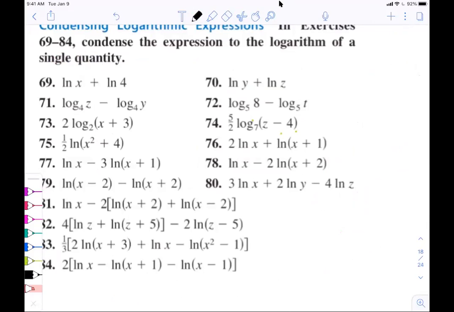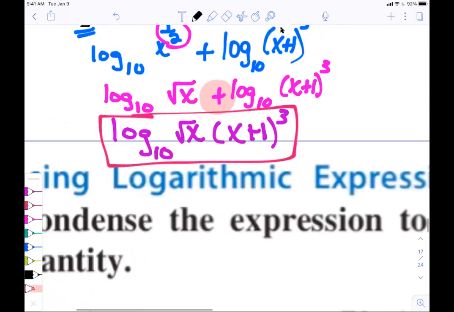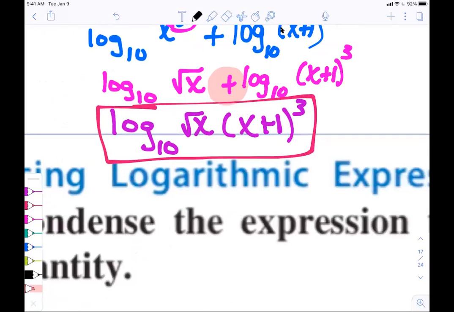Miss Kane, what was the answer to A again? I missed it. Yep, the one we just did? Yeah. So the log base 10, and then the square root of x times the quantity x plus 1 cubed. Okay, thank you. You're welcome.